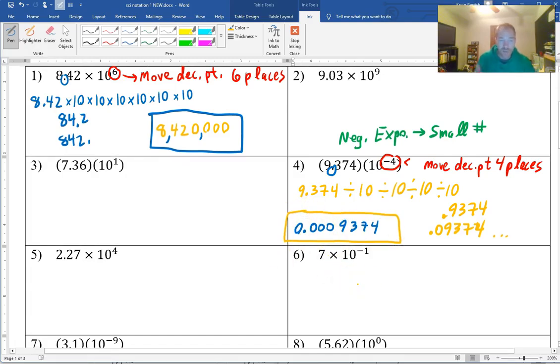Number 6 has a negative exponent. Number 7, I see a negative exponent there, so similar idea. You can think of repeated division with the negative exponent, or you can think about a negative exponent in scientific notation giving you a small number in standard form. Do maybe one more from this section.